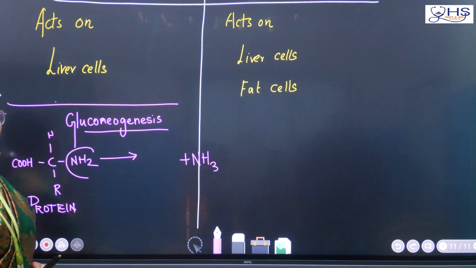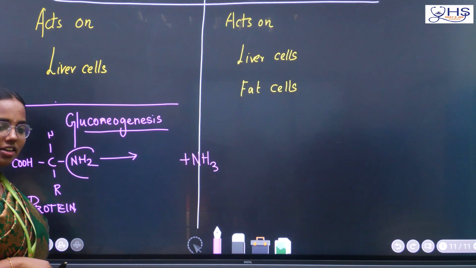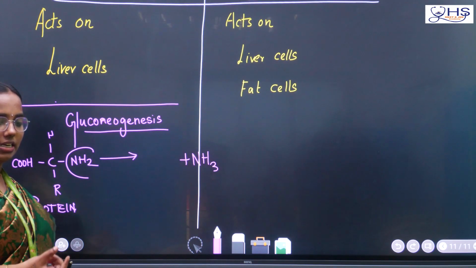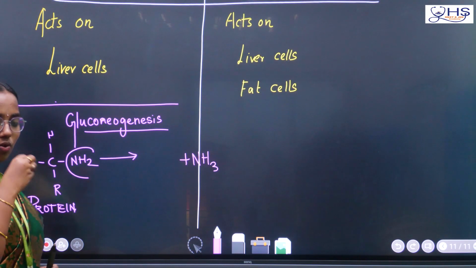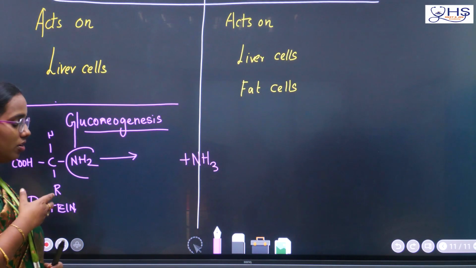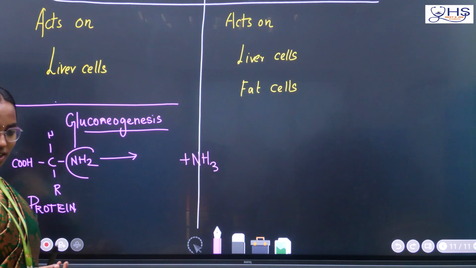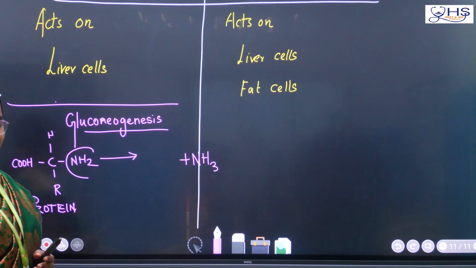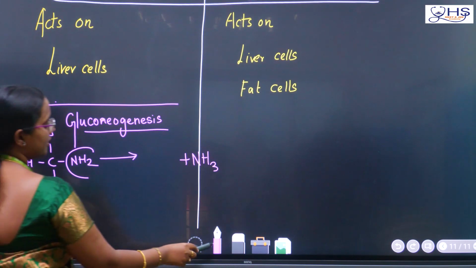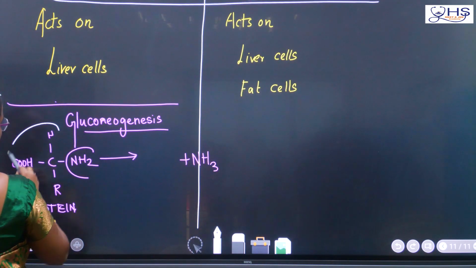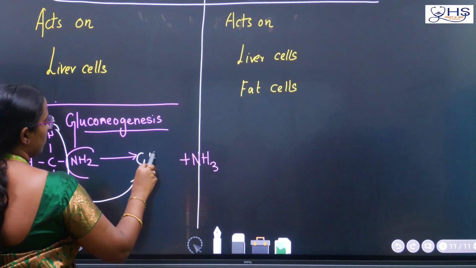That urea is filtered by the kidney. Urea in the blood is filtered by the kidney. That's why the filtrate is called urine. Whenever you eat more protein, more ammonia will be produced. More ammonia leads to the production of more urea. More urea leads to release of urea in urine. Okay, did you understand? Next, the balance part, the rest of the part, will be converted into glucose.